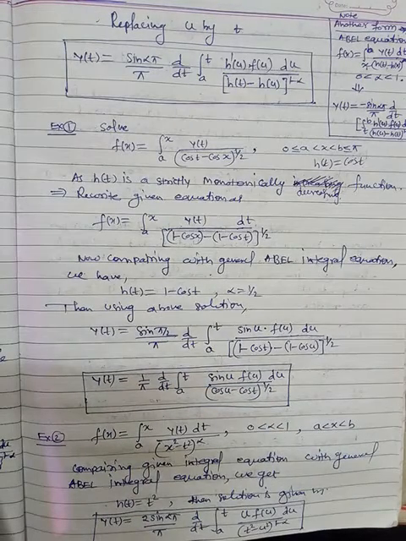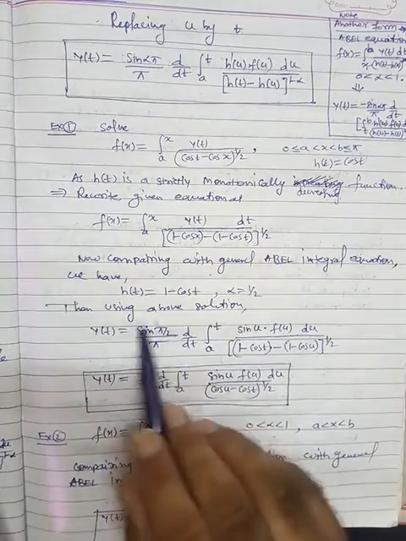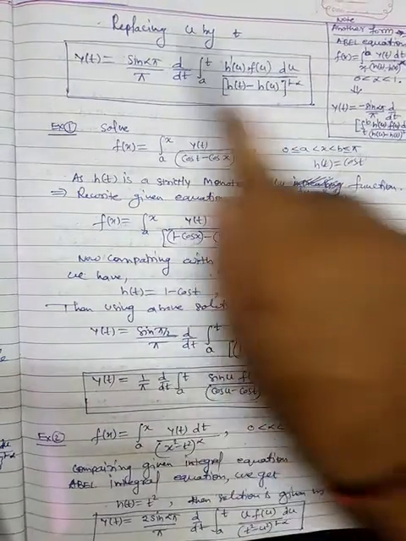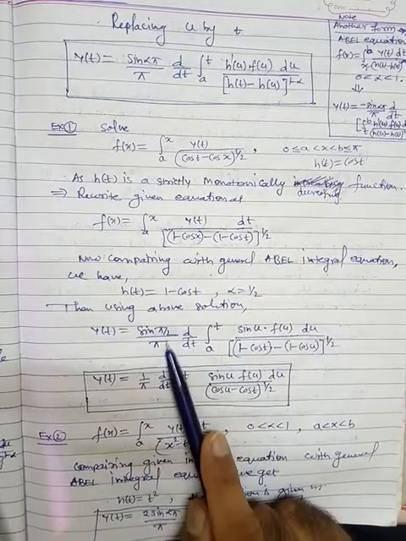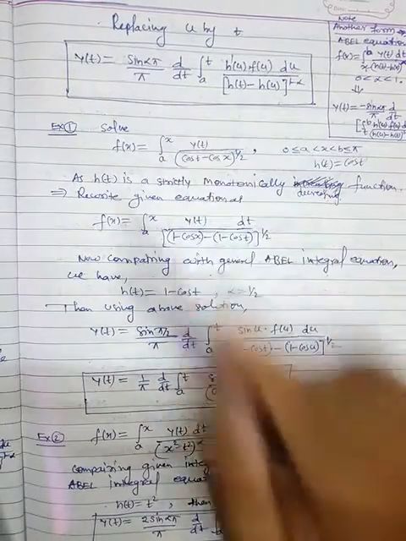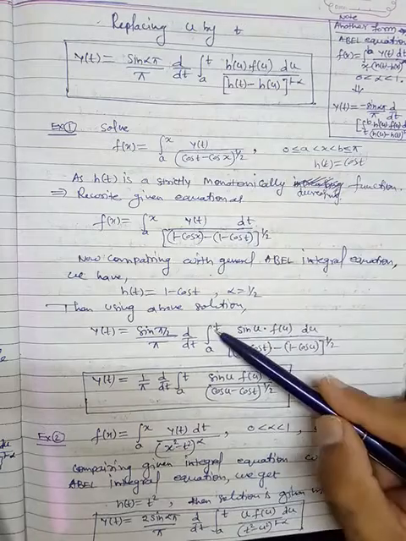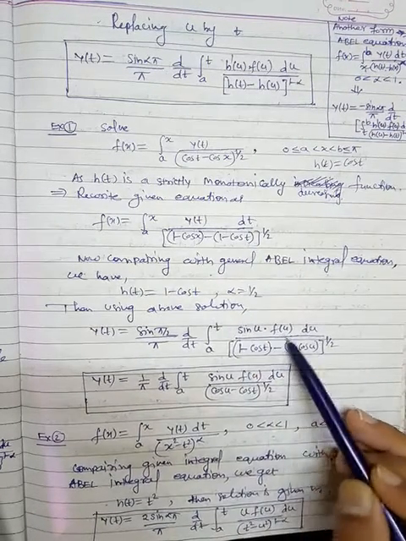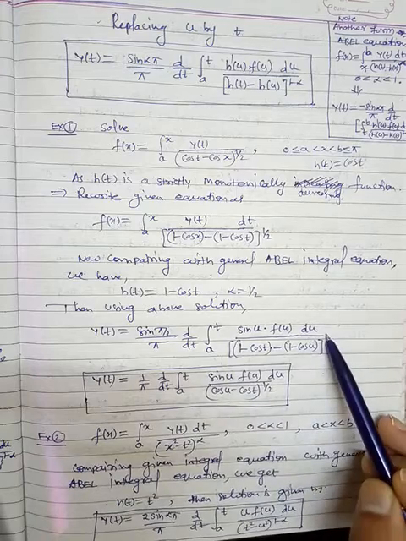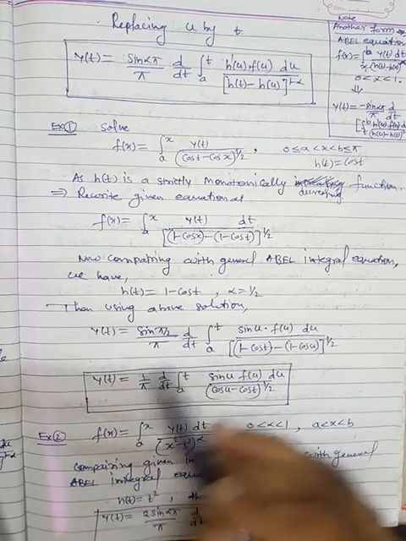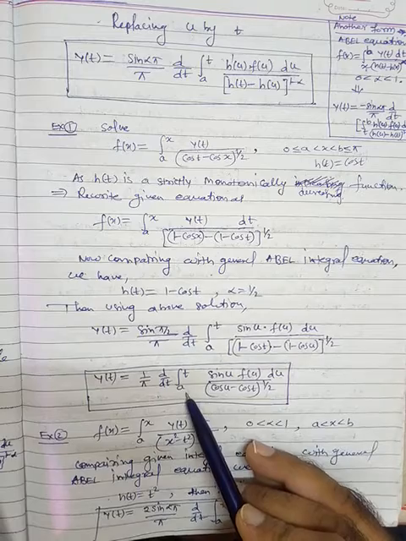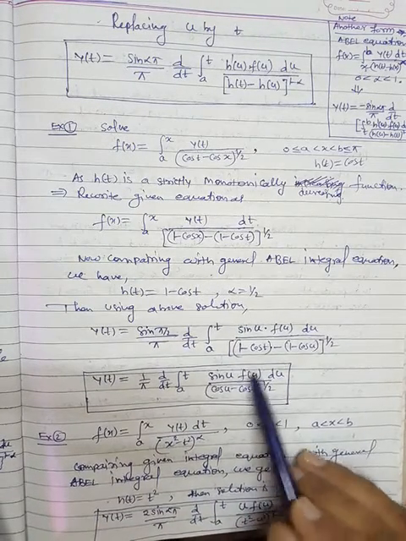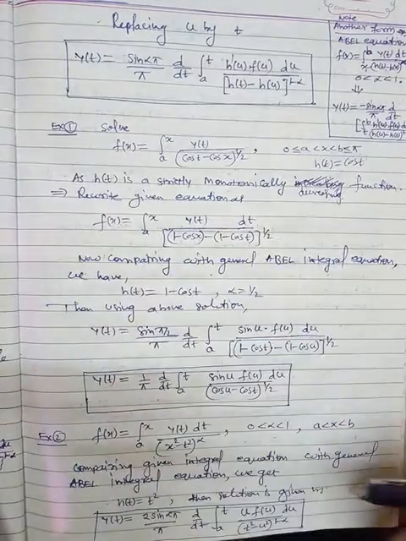Then using the above solution, y(t) will be sin(pi alpha) divided by pi. Use this solution directly, with sin pi by 2, so in place of alpha we put half. So sin pi by 2 divided by pi, d by dt, integral a to t, h dash(u) f(u), so the derivative of this function will be sin u f(u) divided by (1 minus cos t minus 1 plus cos u) raised to the power half du. Fine. So sin pi by 2 is 1. So y(t) equals 1 by pi, d by dt, integral a to t, sin u f(u) divided by this du. So if f is given to you, then you can easily find the solution.